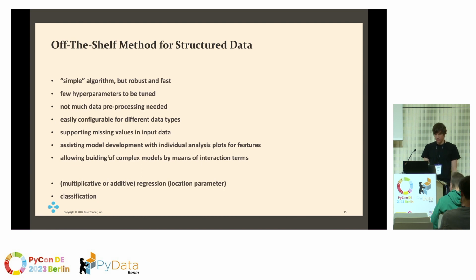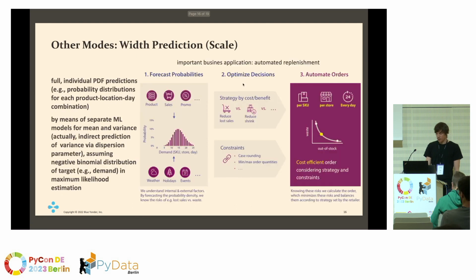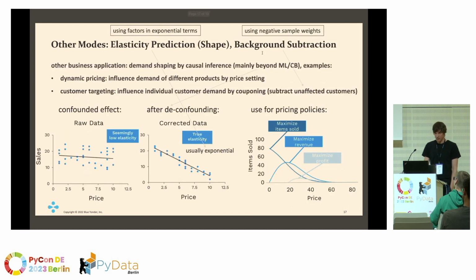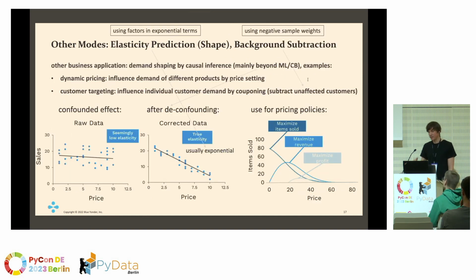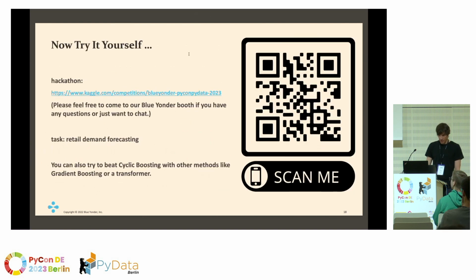And as I said, you can do multiplicative additive regression. You can also do classification. And also the other modes that I have to skip now, you get the slides. Like the width prediction, where you get out a full probability distribution rather than the pure conditional mean. This is important for a case like automated replenishment. As I said, I dropped that, and also the elasticity prediction. This is yet another mode. If you think about generalized additive models, there are these things about scale and shape as well. So this is yet another application that we had, for example, for dynamic pricing. Okay, by that, I'm done.